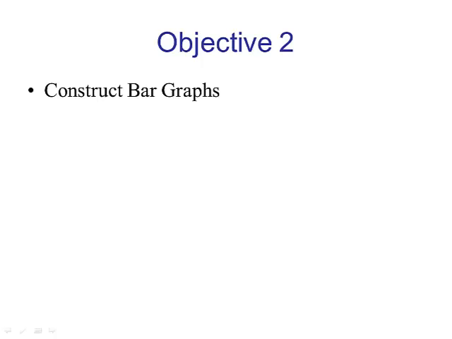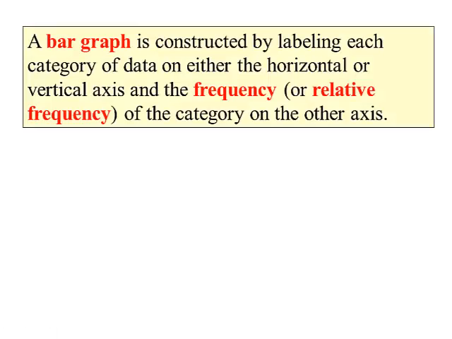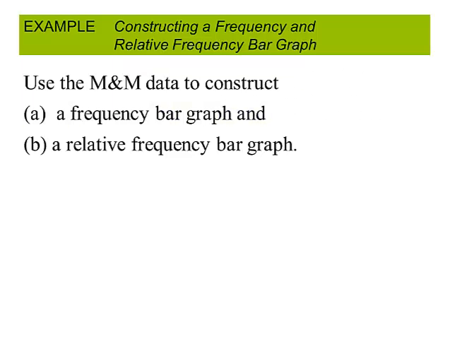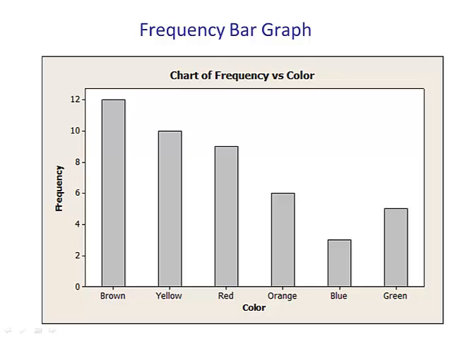Lesson objective number 2, construct bar graphs. Bar graph is constructed by labeling each category of the data on either the horizontal or the vertical axis, and the frequency, or it could even be relative frequency, of each category on the other axis. Let's use our M&M example. First we will do a frequency bar graph, and then we'll do a relative frequency bar graph. As we can see, we have 12 for brown, we have 5 for blue, so on and so forth.